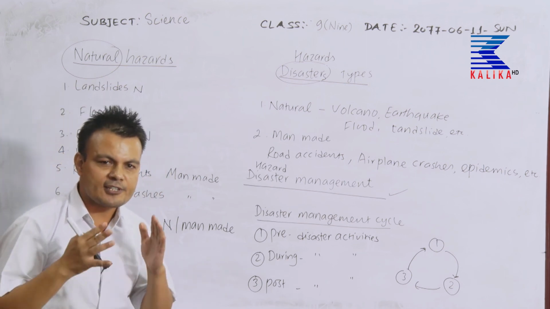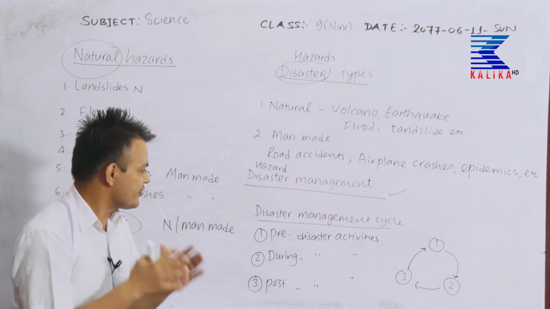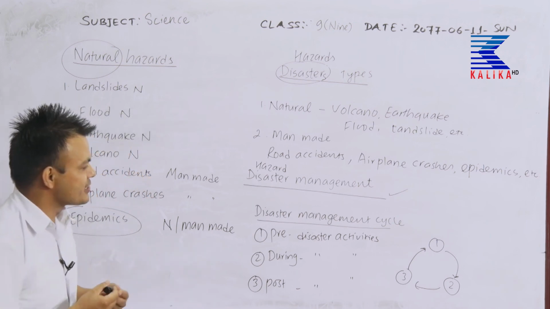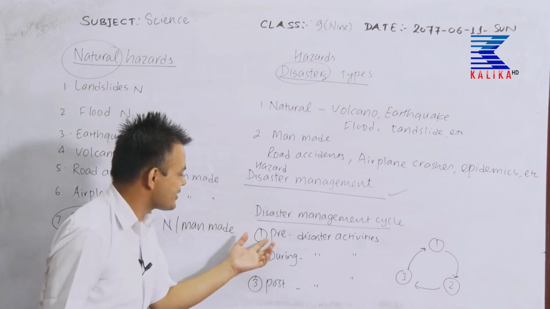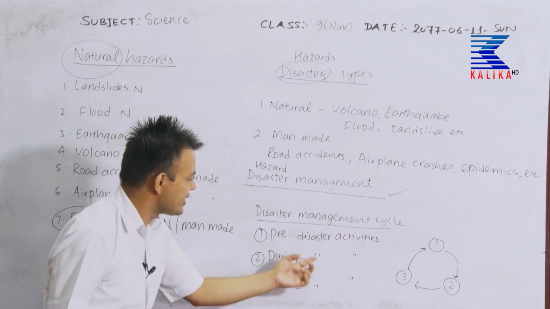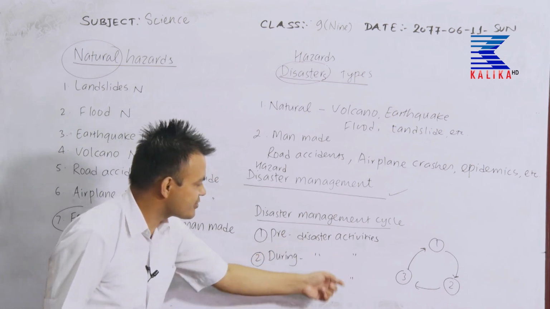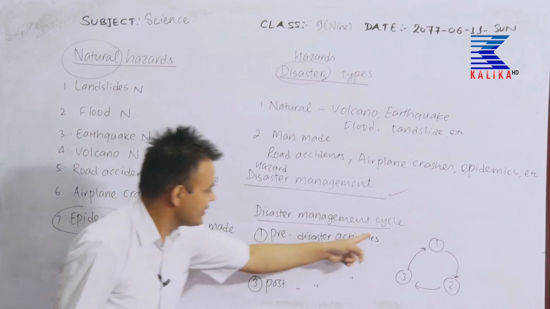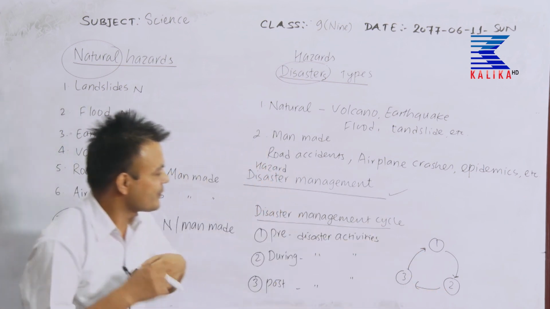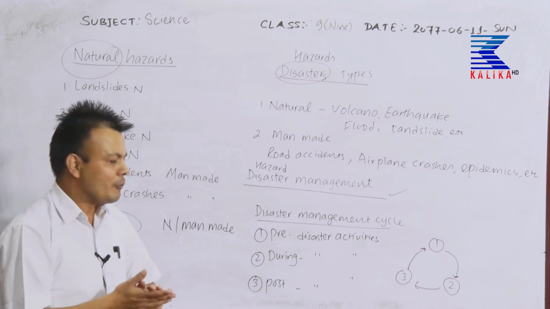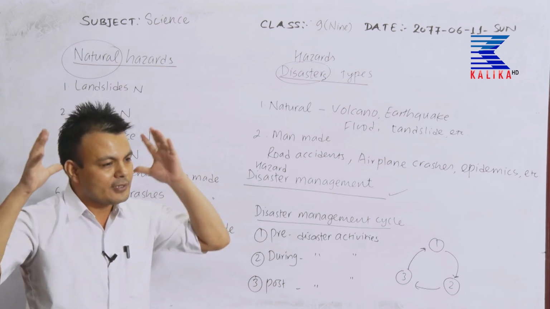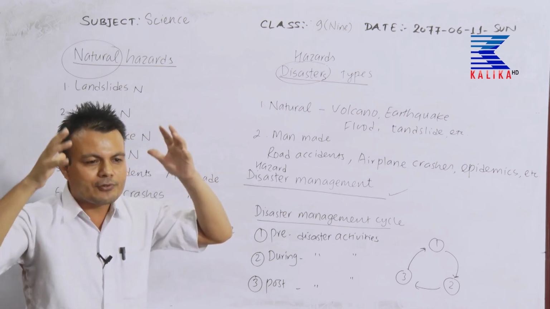A disaster is managed in 3 different phases in a cyclic order. This is called disaster management cycle. In a disaster management cycle, there are 3 phases: pre-disaster activities, during disaster activities, and post-disaster activities. So number 1, it goes, then after number 2, and goes number 3, then after it goes number 1. So pre means before. What to do before the disaster?